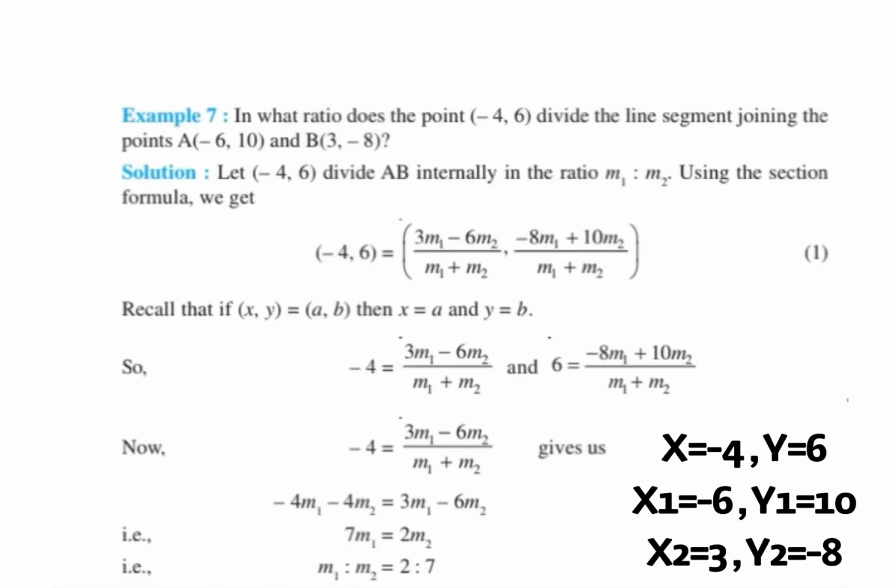Now you can take either of these. Here they have taken the x coordinate, that is -4 is equal to 3 m1 minus 6 m2 upon m1 plus m2. That is -4 into (m1 plus m2) is equal to 3 m1 minus 6 m2. So -4 m1 minus 4 m2 is equal to 3 m1 minus 6 m2, which gives 7 m1 is equal to 2 m2. Therefore m1 is to m2 is equal to 2:7, which is the ratio we are asked to find. Students, if you take the y coordinate, then also the ratio will remain the same. You will get m1 is to m2 is equal to 2:7.